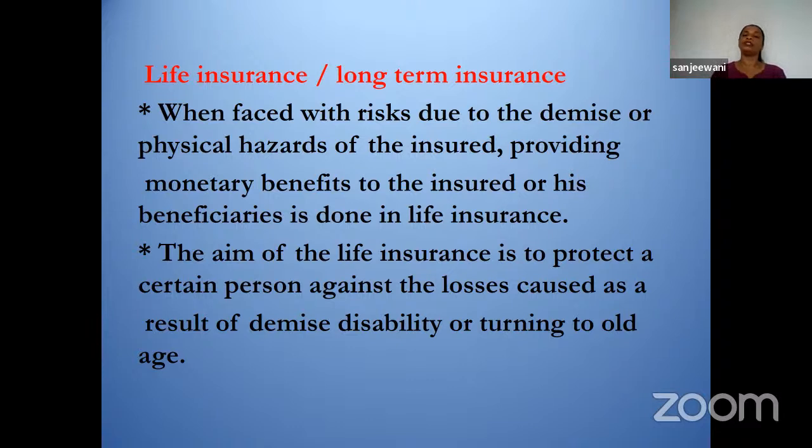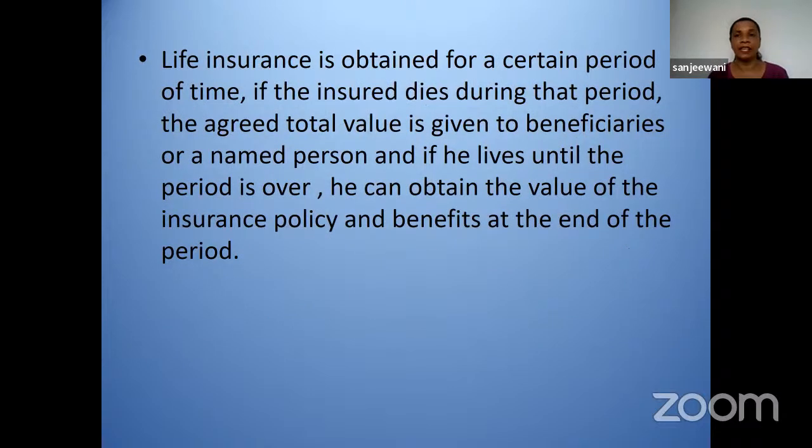Now, life insurance is obtained for a certain period of time, children. If the insured dies during that period, the agreed total value is given to the beneficiaries or named person. If he lives until the period is over, he can obtain the value of the insurance policy and the benefits as well, bonus also. That's the nature of life insurance.